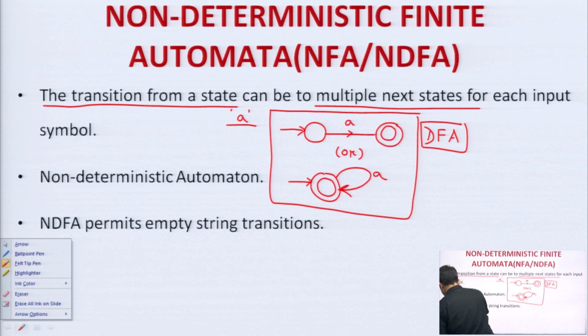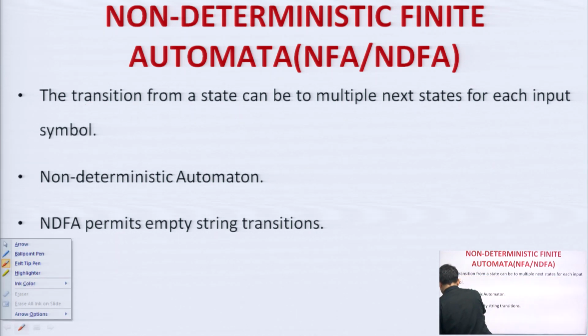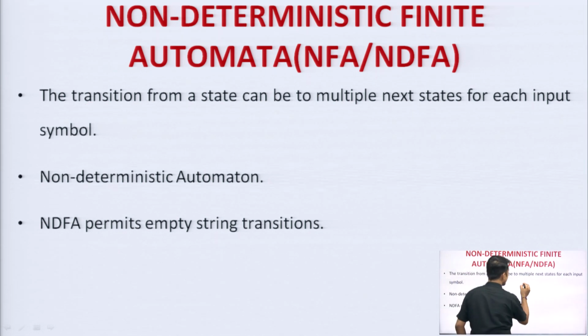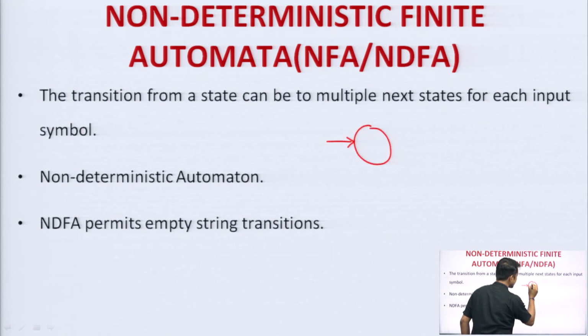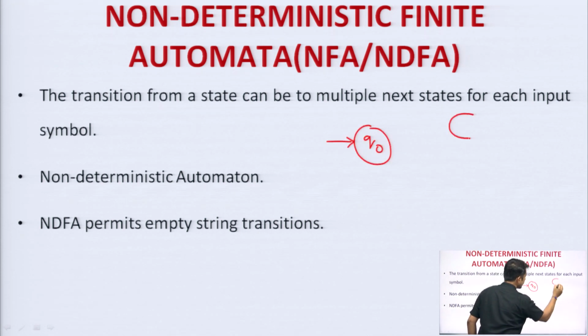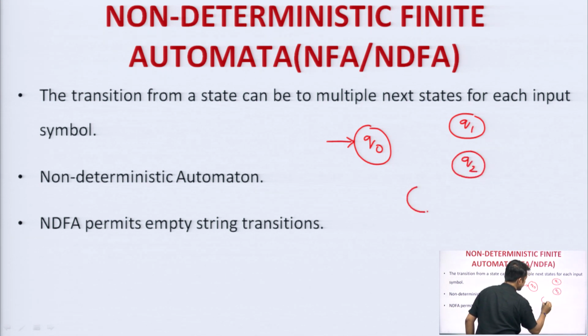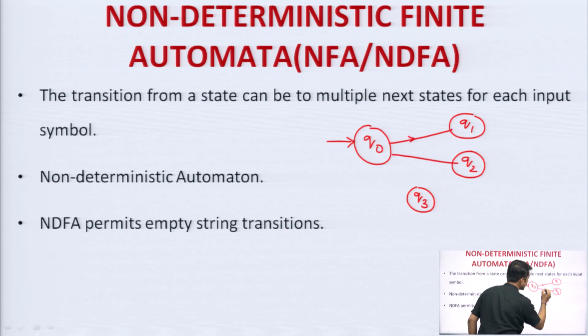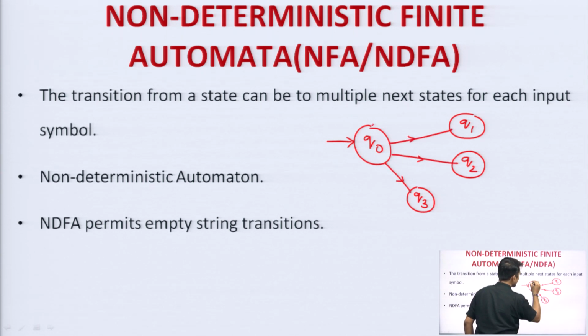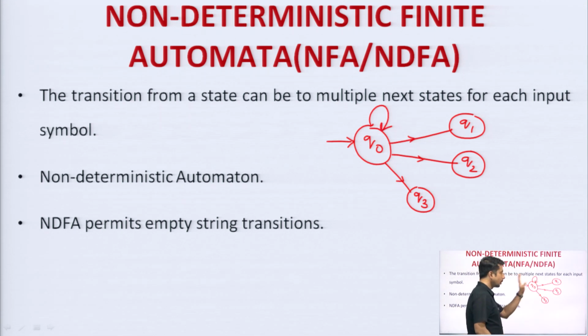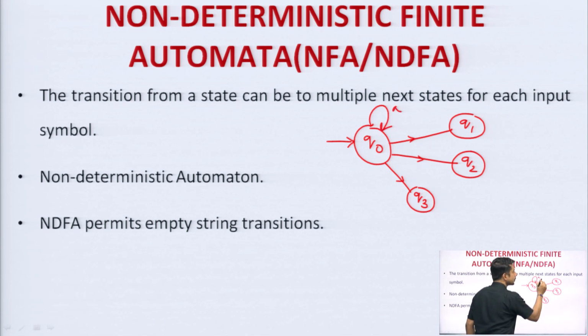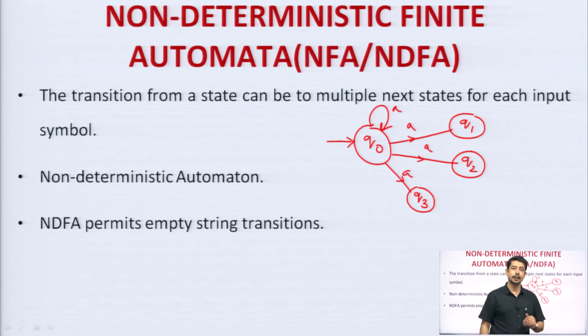If I erase this and simply write a state Q naught, and I am having states Q1, Q2, Q3, and in all these states I am having transitions each, and also a self loop, and in all these transitions I am having an input symbol A. This can be possible only in the case of NFA, one to many transitions can be done.